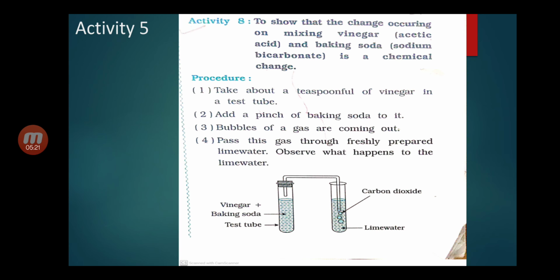Activity 5. To show that the change occurring on mixing vinegar and baking soda is a chemical change. Procedure. Take about a teaspoonful of vinegar in a test tube. Add a pinch of baking soda to it. Bubbles of a gas are coming out. Pass this gas through freshly prepared lime water. Observe what happens to the lime water.